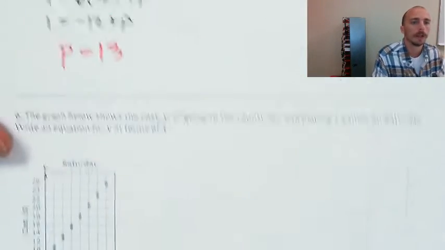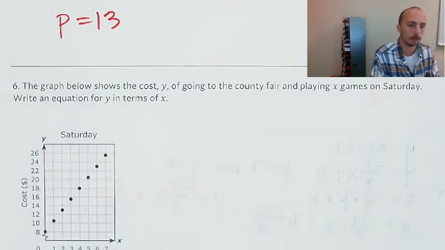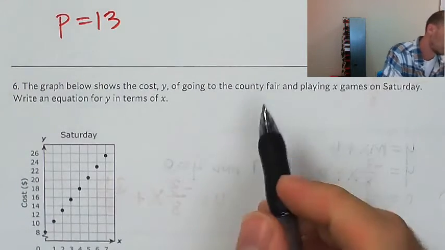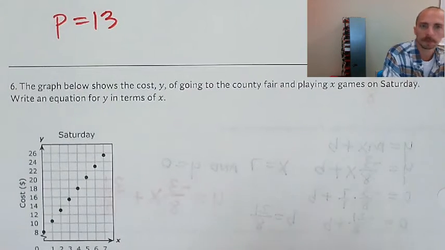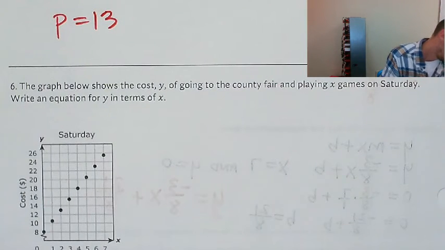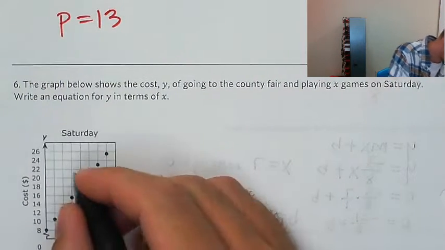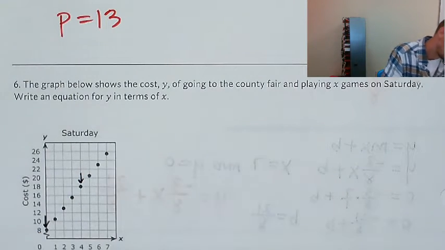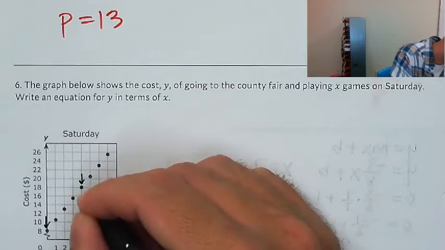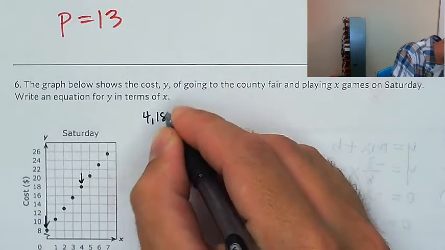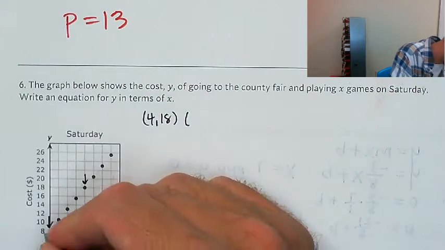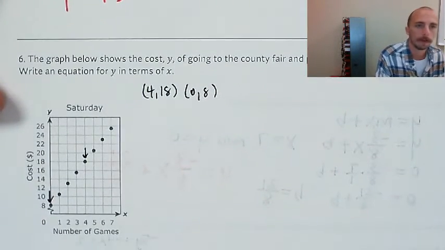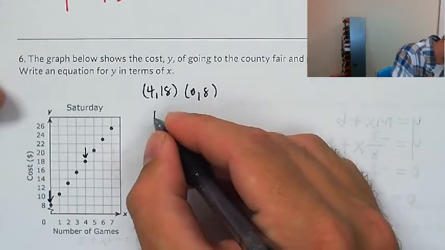Okay, that's good. Now we're going to write an equation for the cost in terms of the number of games played on Saturday. I guess the other form was Sunday. Okay, I found the point I want to use for the slope. It's here and there. So my 2 points are going to be (4, 18) and (0, 8). So I need to compute the slope.